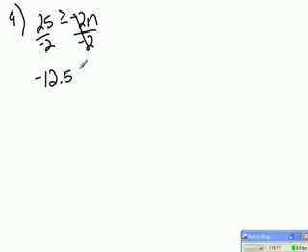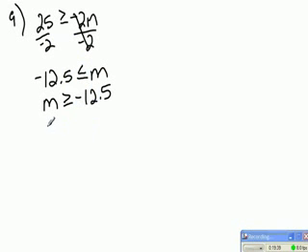I did divide by a negative 2, so my sign is going to flip, and I bring my m down. We want to write the variable on the left, so move it over. It's still trying to eat the m, and the negative 12.5 goes on the other side. And I need to check my answer by picking a number greater than or equal to negative 12.5.